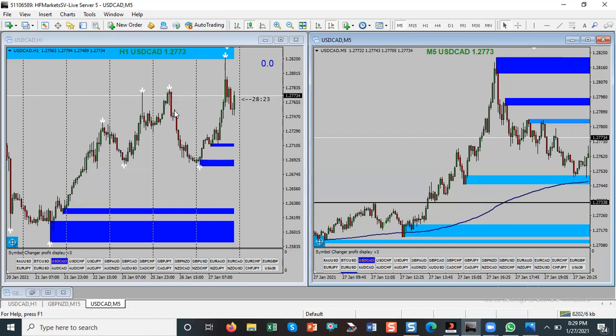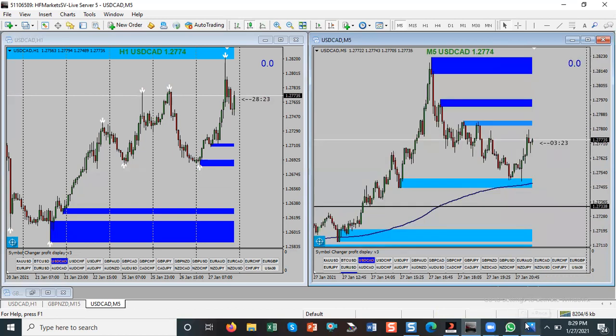We took the trade here. Our first take profit was here. Second take profit was somewhere here, and that was how price went up, got to this level, and came back down to this area. So that is how you trade it.